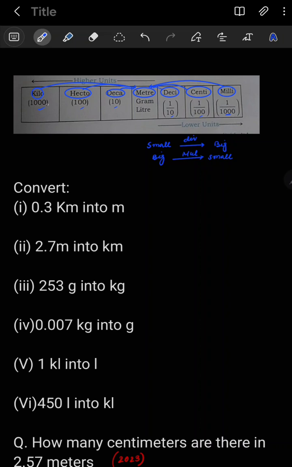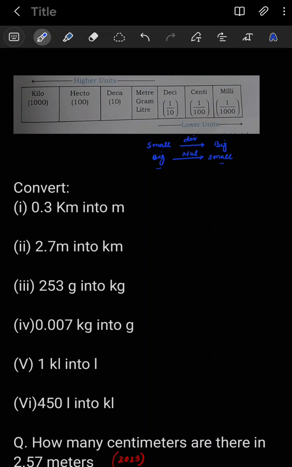I hope you understand that if you want to convert a small unit to a bigger unit, you have to divide with the respective value, and if you want to convert a big unit into a small unit, you have to multiply with the respective values.